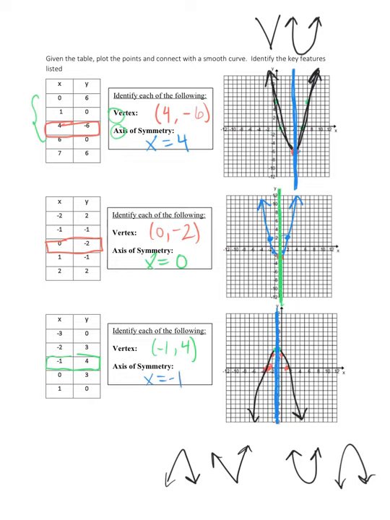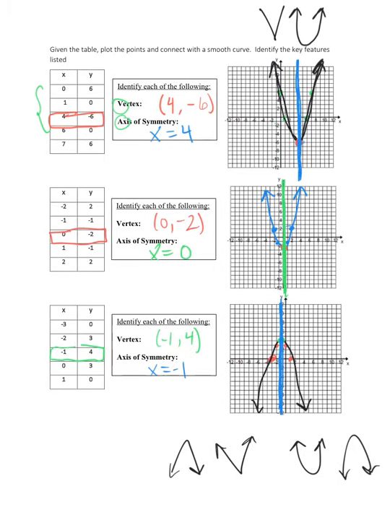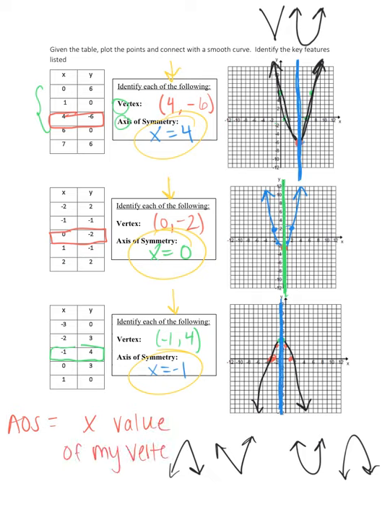Okay? Now, what I want you guys to notice here is every time we look at my axis of symmetry, so my x equals 4, my x equals 0, my x equals negative 1, it is always the x value of my vertex. Okay, so I'm going to write down here my AOS equals the x value of my vertex. So that's important to remember. Okay, so this is the lesson. We're going to go on and I will show you guys some examples that you're going to do on your own.